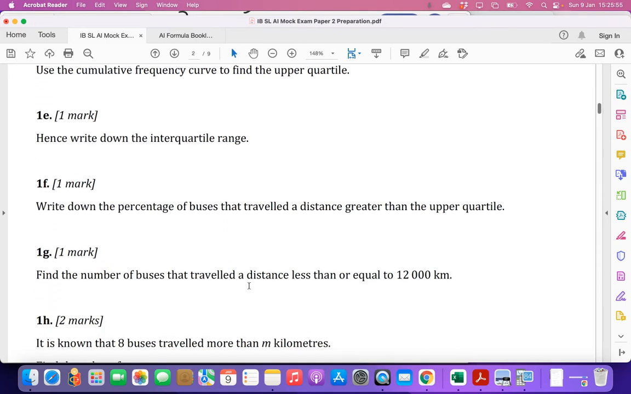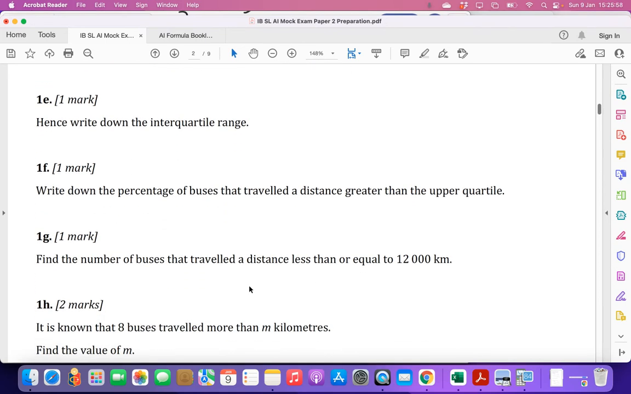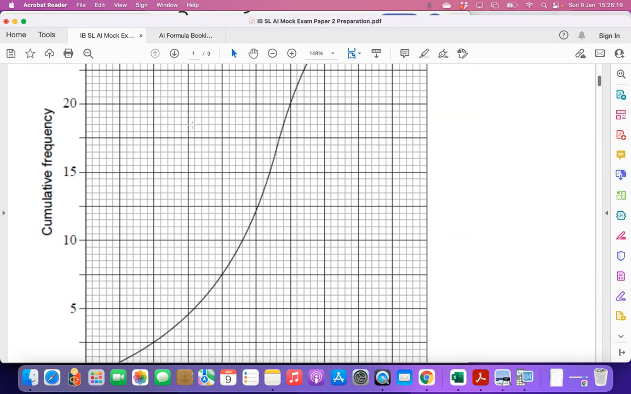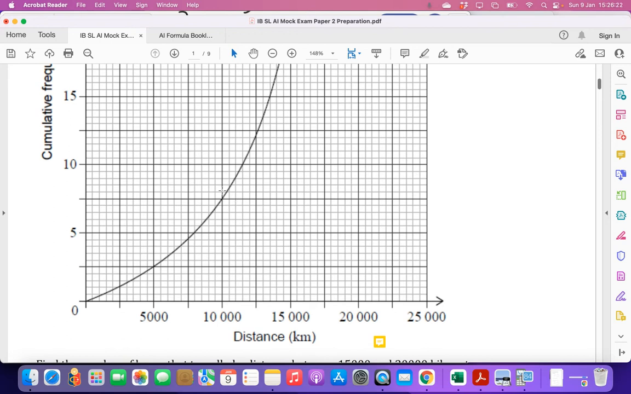Find the number of buses that traveled a distance less than or equal to 12,000 kilometers. Going to the question here, 12,000 kilometers is one notch below 12,500, so right about here. Each division is half a bus, so I make that out to be 11 buses.